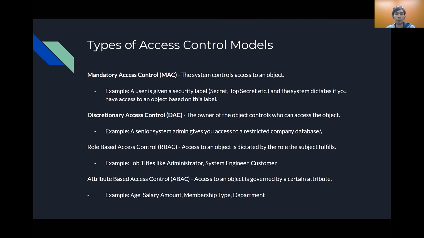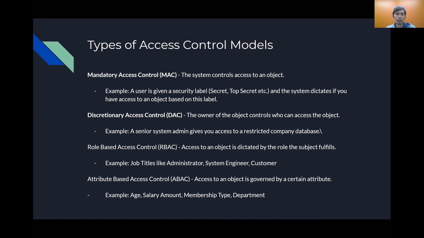Moving on, from the access control matrix, we also have different types of models to implement. And so we have the four primary models, which is mandatory access control, discretionary access control, role-based, and attribute-based access control, with each being its own separate entity and its own usefulness within a certain system.